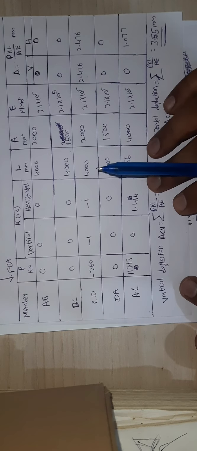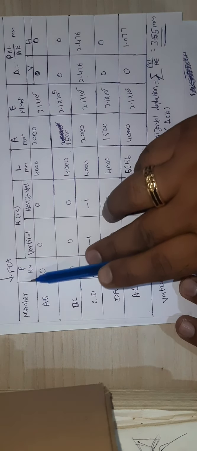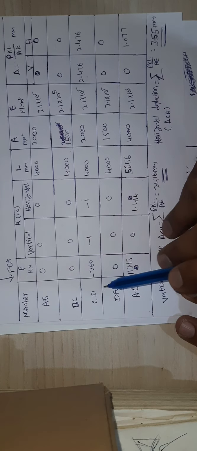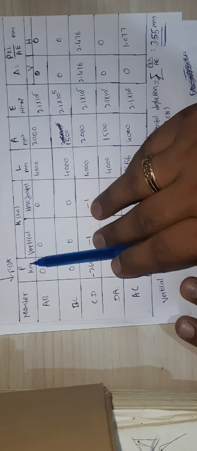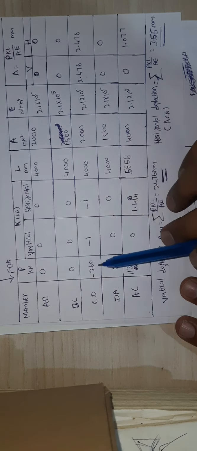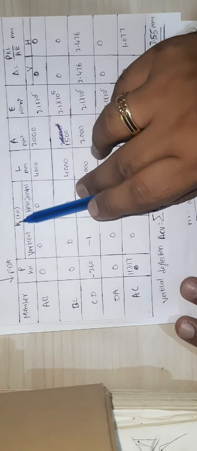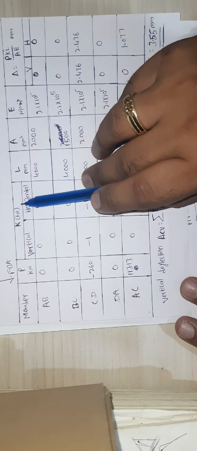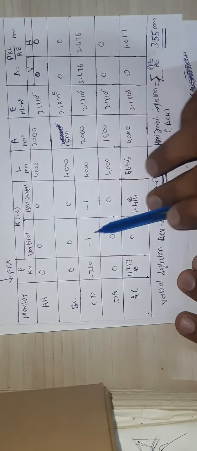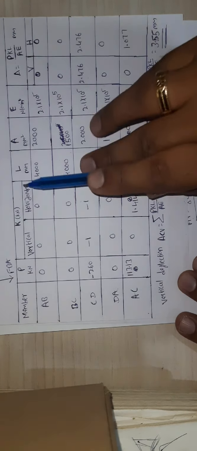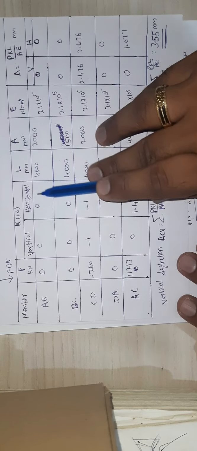So here you can check the members. What are the members in the truss? AB, BC, CD, DA and so on. Then what is the load? What are the forces in each member due to the external load, P? So this is 0 I got, minus 260 and all this. Then these are the forces due to unit load. So I applied a vertical unit load, and these are all the forces I got. Similarly, I applied a horizontal load and these are all the forces I got.